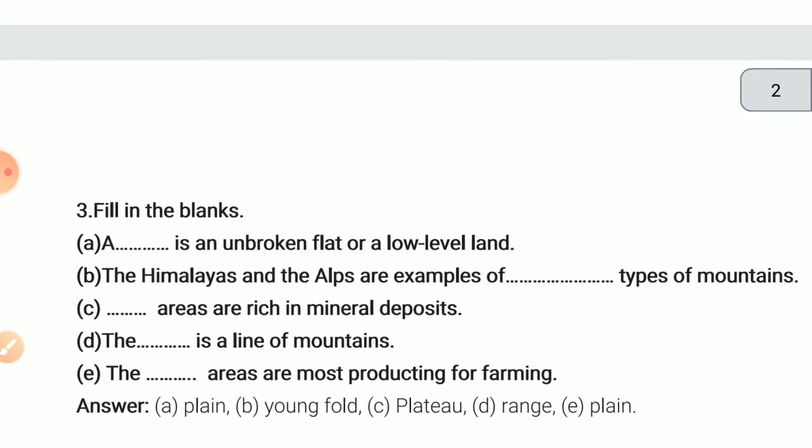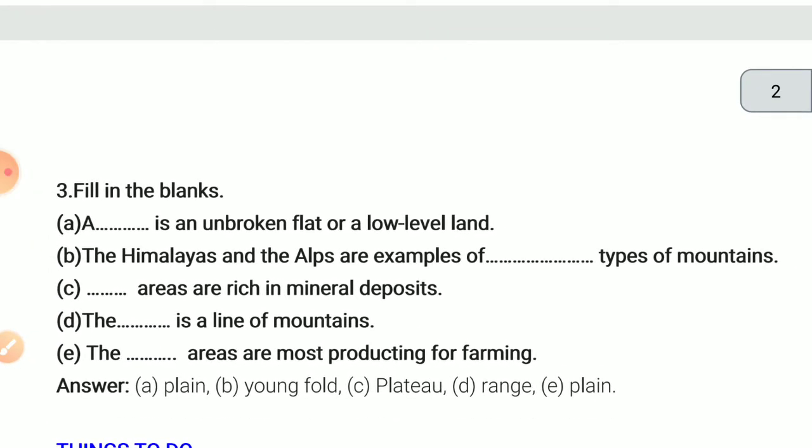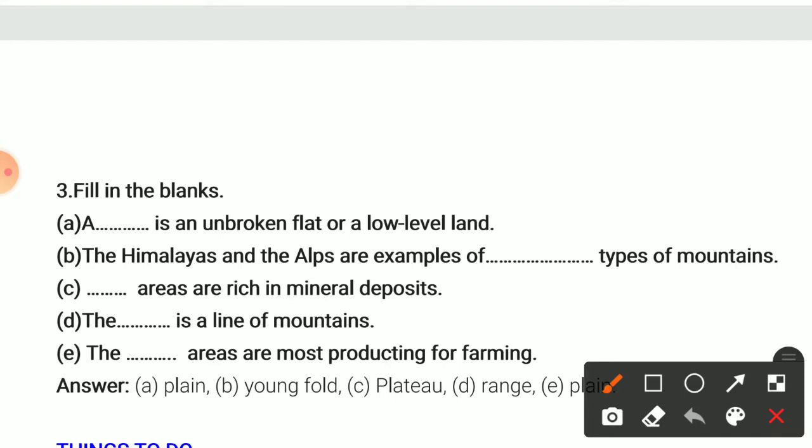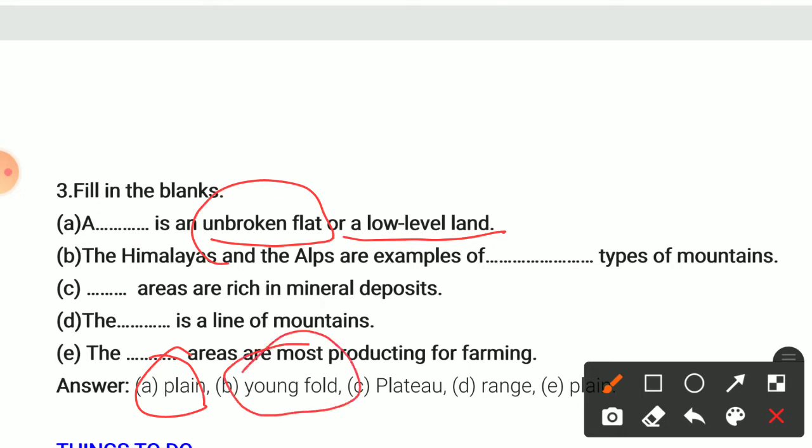In this fill in the blanks, you will see: an unbroken flat or low level land is a plain. So lower level land and unbroken flat. Which one is flat? Plains. The Himalayas and the Alps are examples of young fold mountains.